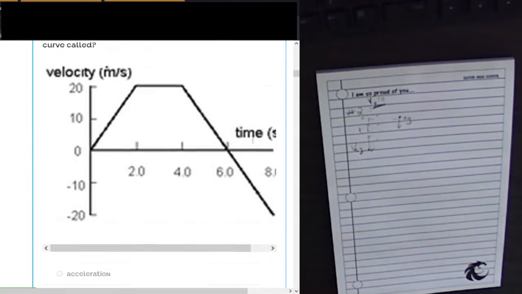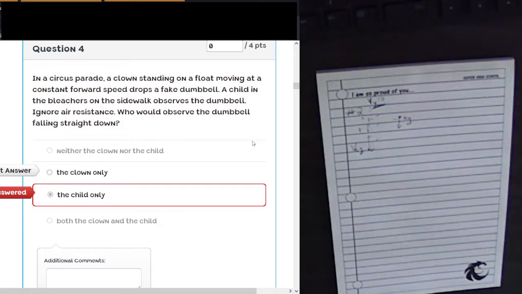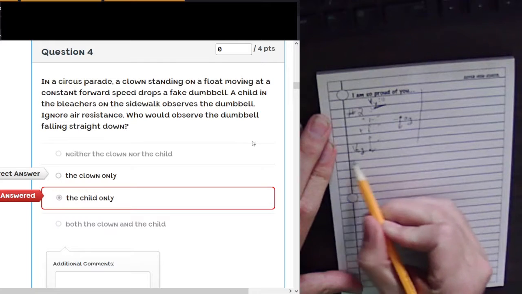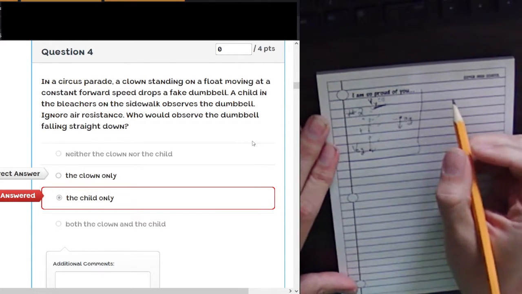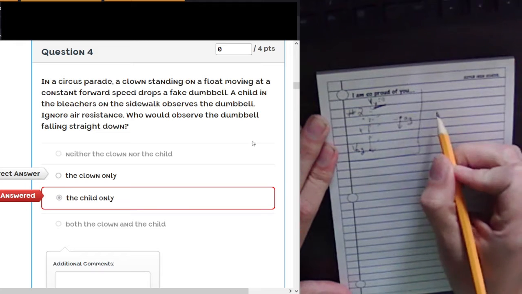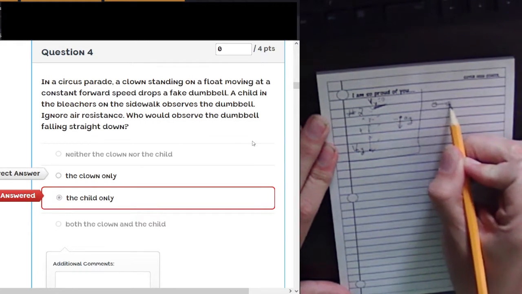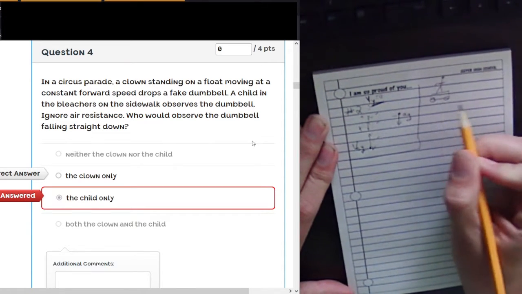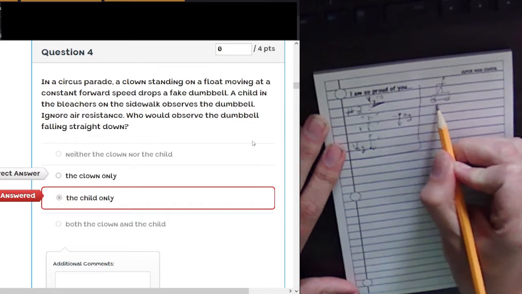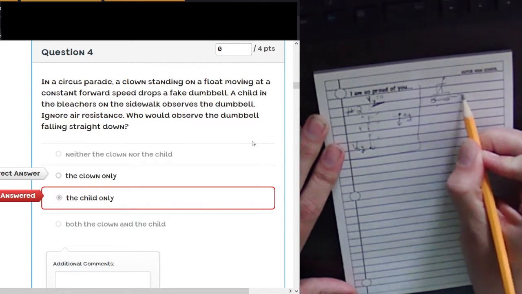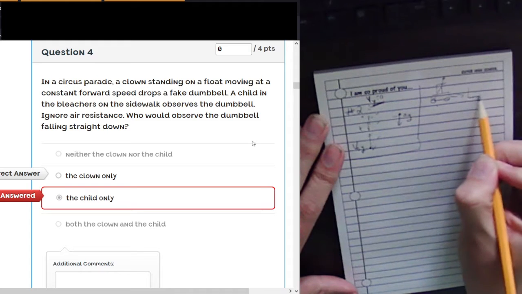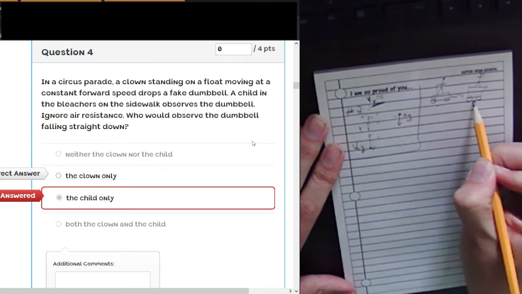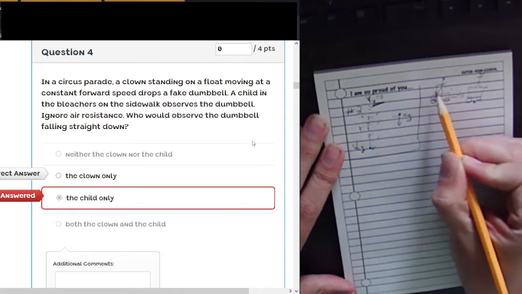So let's go to the next one here that you missed. Looking at number 4, it says in a circus parade, a clown standing on a float, moving at a constant forward speed, drops a fake dumbbell. So here we've got a float, a clown standing on it, and he drops his fake dumbbell. If he was just standing there, it would just fall straight down, right? But since the float is moving, he's going to drop it, and eventually the float will be over here. But the barbell will hit the ground here, so it's going to go along this parabolic trajectory, if you will.